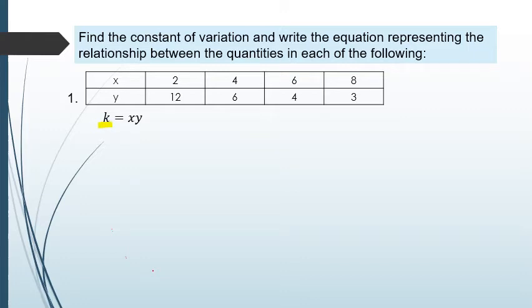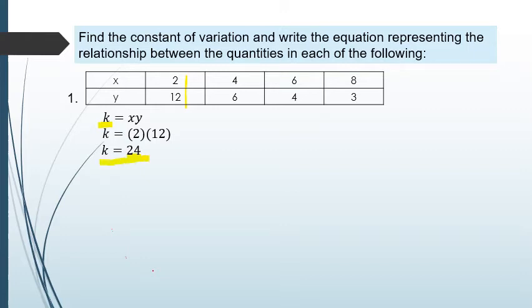Sa paghahanap ng constant, kahit alin po dito ang gamitin. Pwedeng 2 times 12, 4 times 6, 6 times 4, or 8 times 3. Basta dapat magkasama yung dalawa na magkatapat. So, ang gagamitin natin, it's 2 and 12. Multiply natin, or palitan natin yung value ng x and y. Magkakaroon tayo ng k equals 2 times 12. So, 2 times 12, we have k is equal to 24, or ang constant ng table of values ay 24. So, ito ngayon ang constant.